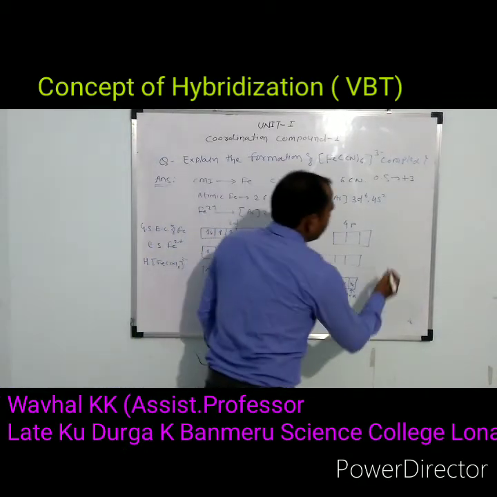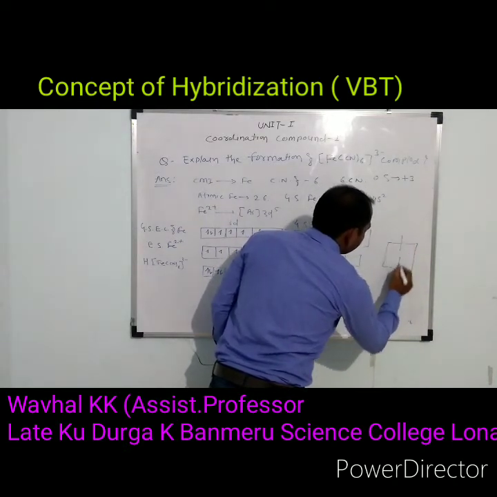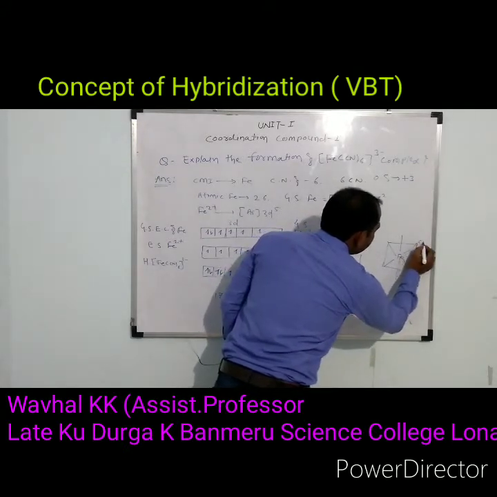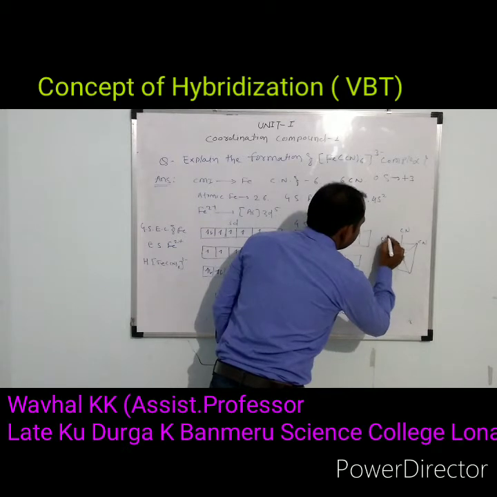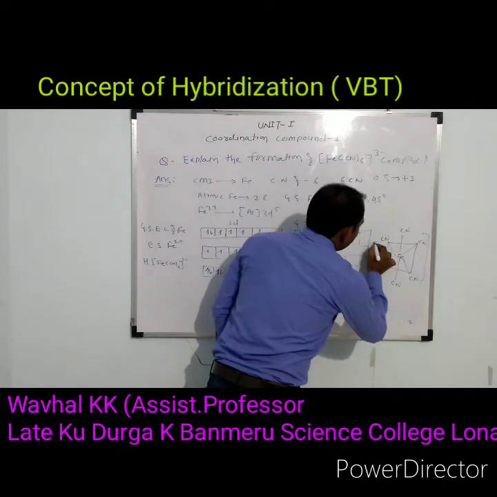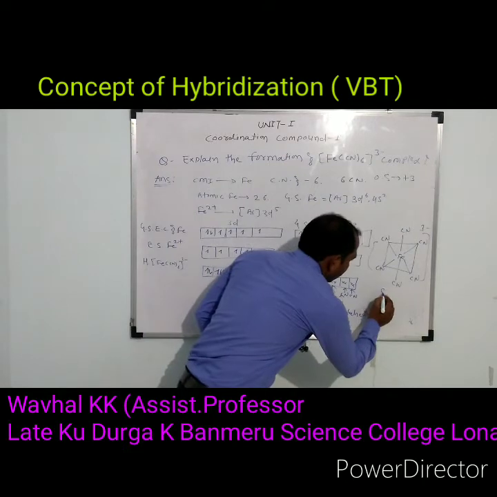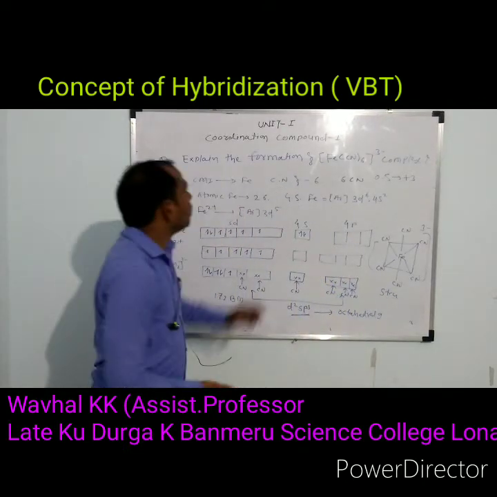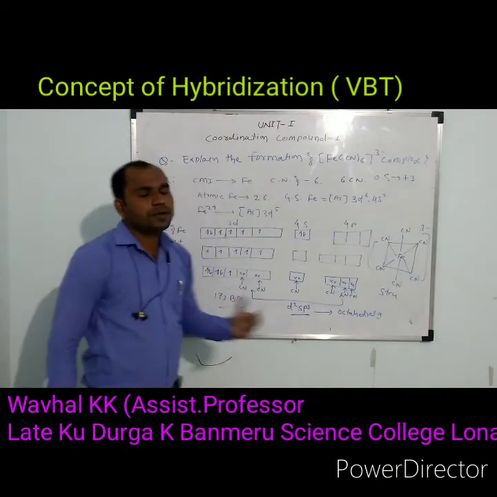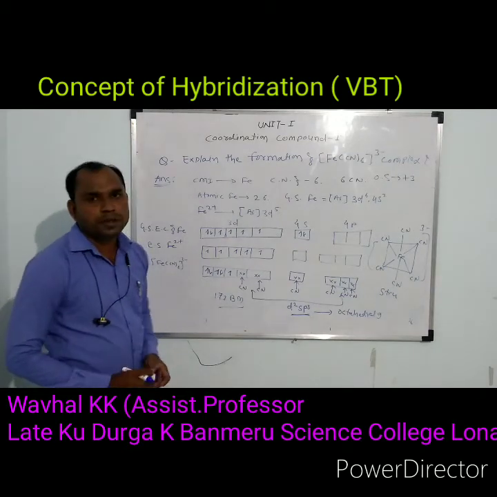Lastly, the structure of this molecule is like this. This is the central metal atom Fe, then CN, CN, CN, CN, CN, and CN. The charge of the complex is tri-negative. This is the structure of [Fe(CN)6]3-. In this way, we have to explain it in an examination. Then you will get 4 out of 4 marks.